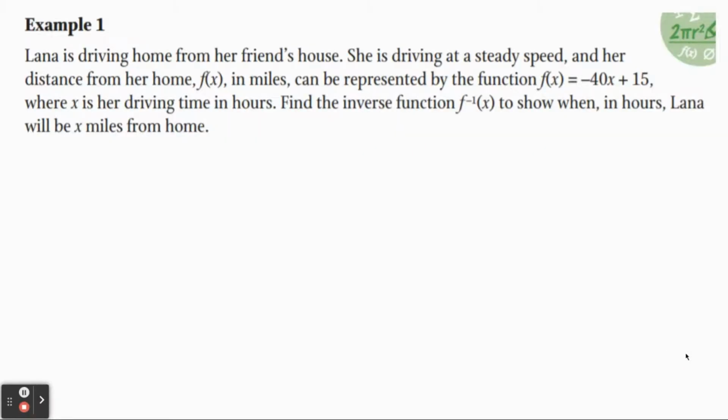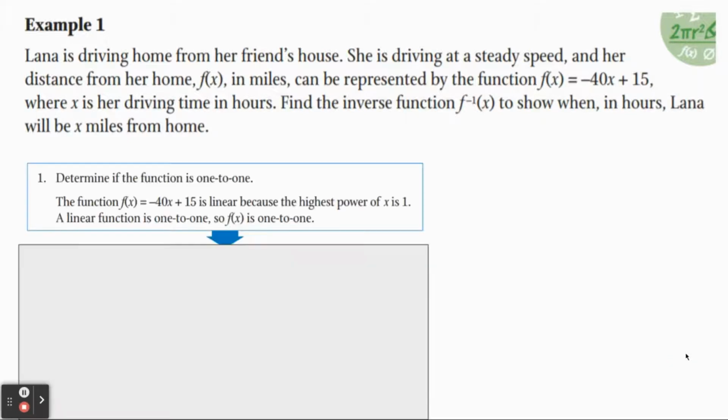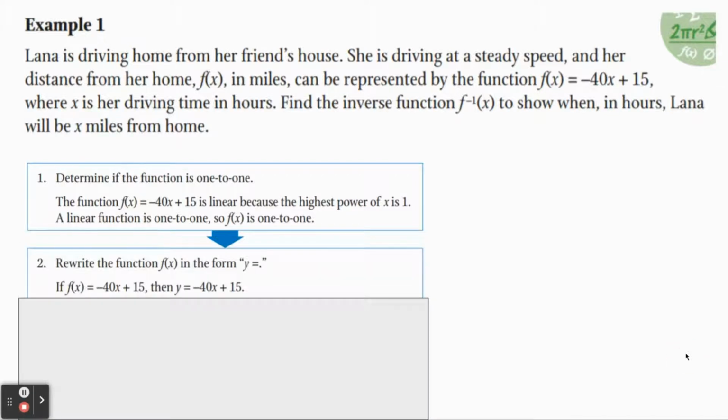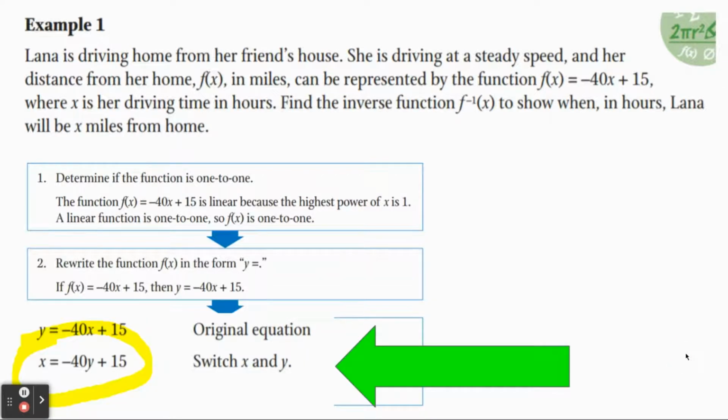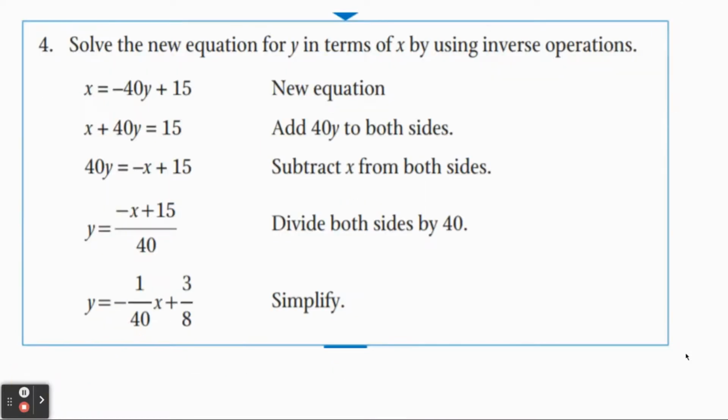Example 1: Lana's driving home from a friend's house. The distance in miles can be represented by the function negative 40x plus 15. So we want to find the inverse function. We're going to write it as a normal function, except we're not going to use f of x, we'll use y. So we're going to say y is equal to negative 40x plus 15. And then we're going to switch the x and the y and solve for y.